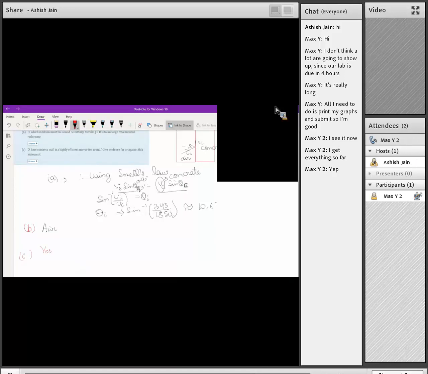So yes, as the critical angle is very small, any waves with a larger incident angle will reflect back.